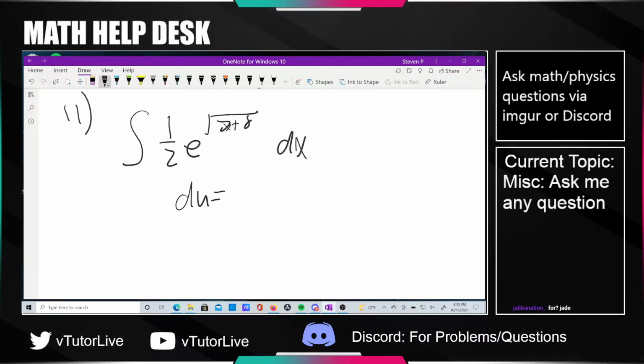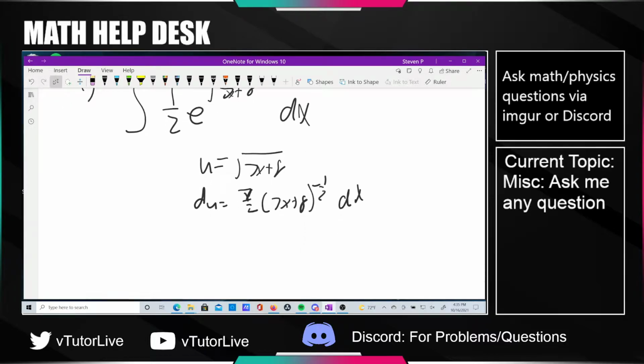Du is equal to this, 7x plus 8. Or sorry, this is just u is equal to square root of 7x plus 8. Du is equal to 1/2 (7x plus 8) to the minus 1/2 times, I guess there's a factor of 7 here, so this turns into 7/2, right? Dx. And then, okay, so if we want to isolate this, this becomes 2/7 (7x plus 8) to the minus 1/2 du is equal to dx.